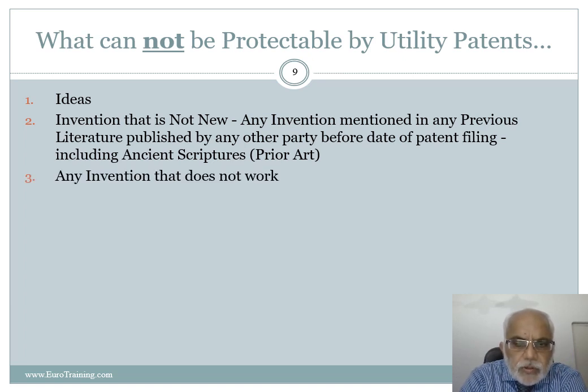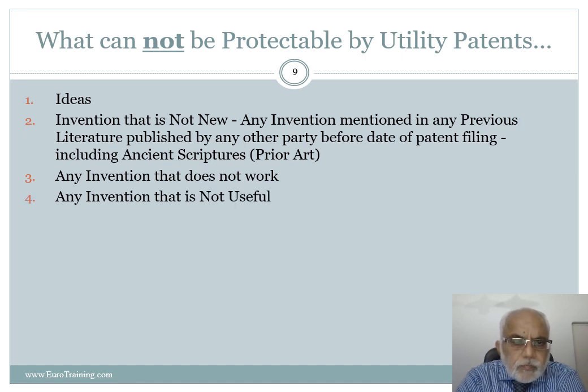Any invention that does not work. If you file a patent application and mention an invention and provide all the details, but when somebody tries to put it in practice, it doesn't work, you would not be entitled to a patent, and if a patent has been given to you, the patent can be cancelled. Any invention that is not useful. So when we say utility patents, utility means it should be useful. Any invention that is not useful cannot be patented as a utility patent. So it has to be useful. It has to do something useful.